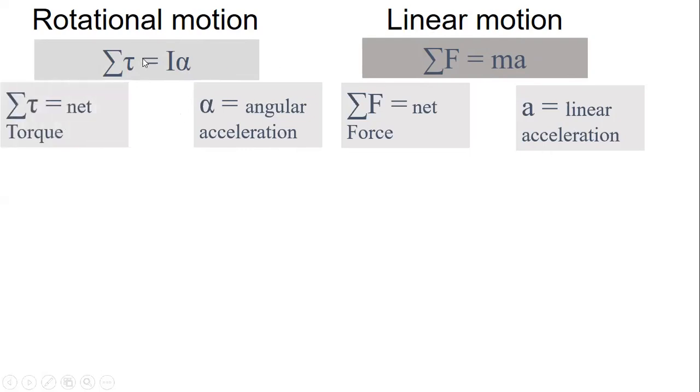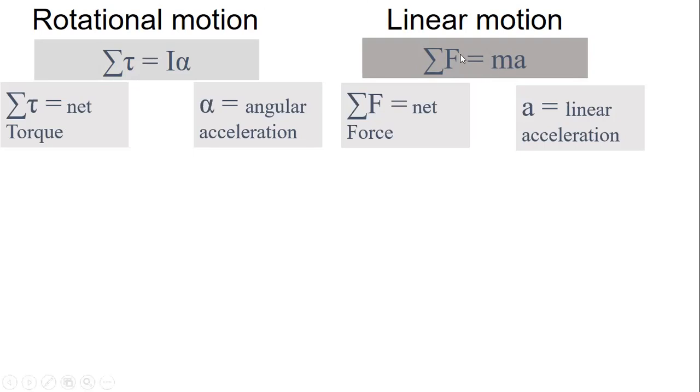And then this tau represents the net torque. It's not just the force, because in order for rotation to happen, you need to apply a force displaced from the center of rotation, right? So it's not just the force that creates the rotation. There should be a torque to create a rotational motion.